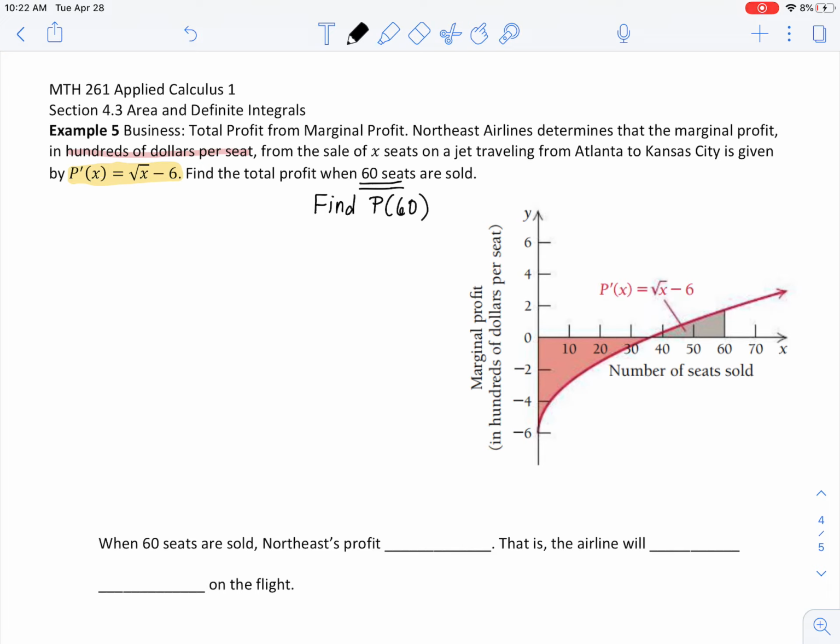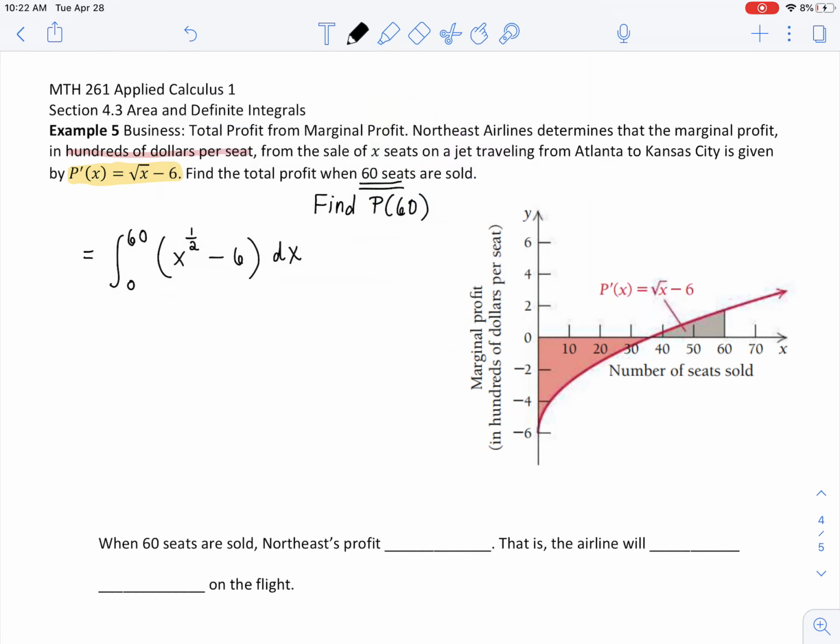Profit at 60 seats are sold. We're going to integrate our marginal profit function from where to where? From 0 to 60. And then the function, can I go ahead and write the function as x to the 1/2 power minus 6. And then this is outside. Don't forget to put your dx.